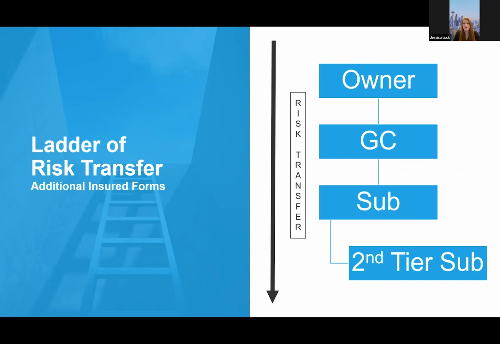If you are a project owner, you would request the general contractor add the owner as an additional insured. If you are a general contractor, you would request your subcontractor add both you and the owner as additional insured, and so forth and so on. This ensures that all parties to a contract are granted proper coverage. Let's move to the next slide.